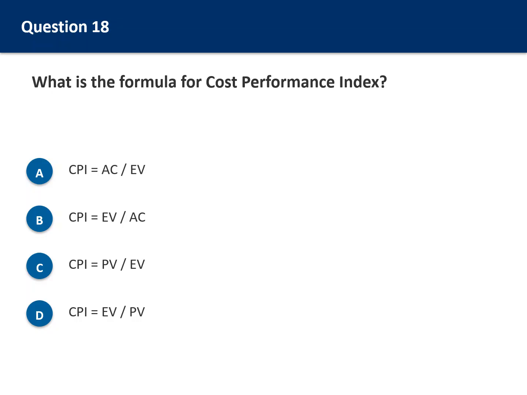Question 18. What is the formula for cost performance index? Option A, CPI equals AC divided by EV. Option B, CPI equals EV divided by AC. Option C, CPI equals PV divided by EV. Option D, CPI equals EV divided by PV. For index formulas, earned value goes in the numerator.